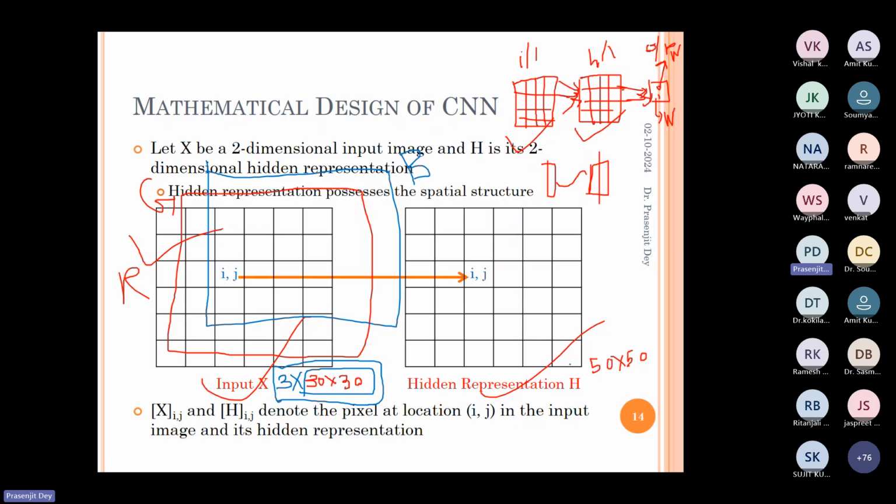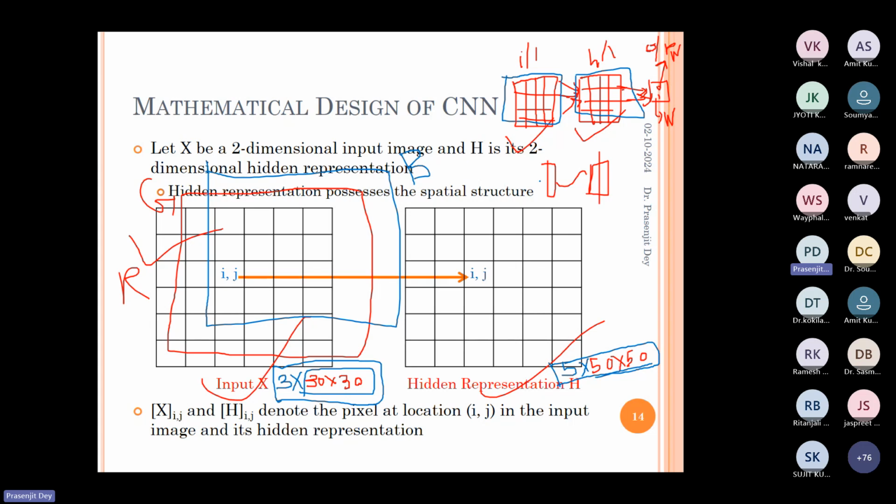Similarly, the hidden representation should also be a three-dimensional entity. So it will be 50 cross 50, and suppose you are generating 5 such matrices. Then the hidden representation will be 5 cross 50 cross 50. So here the input is three-dimensional and the hidden representation is also three-dimensional.